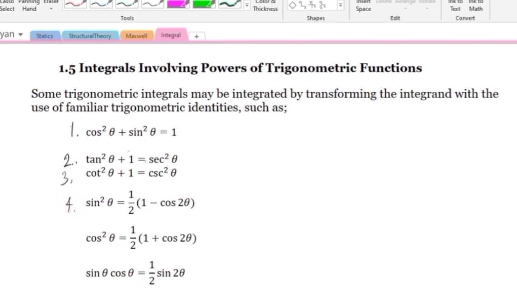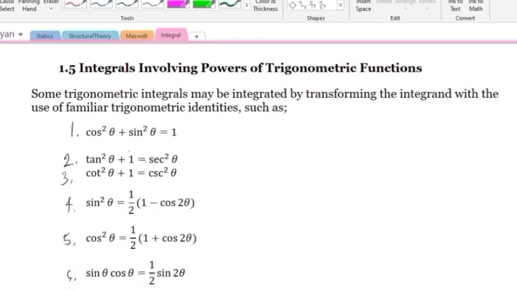4. Sine squared theta is equal to 1/2 times the quantity 1 minus cosine 2 theta. 5. Cosine squared theta is equal to 1/2 times 1 plus cosine 2 theta. And 6. Sine theta cosine theta is equal to 1/2 sine 2 theta.